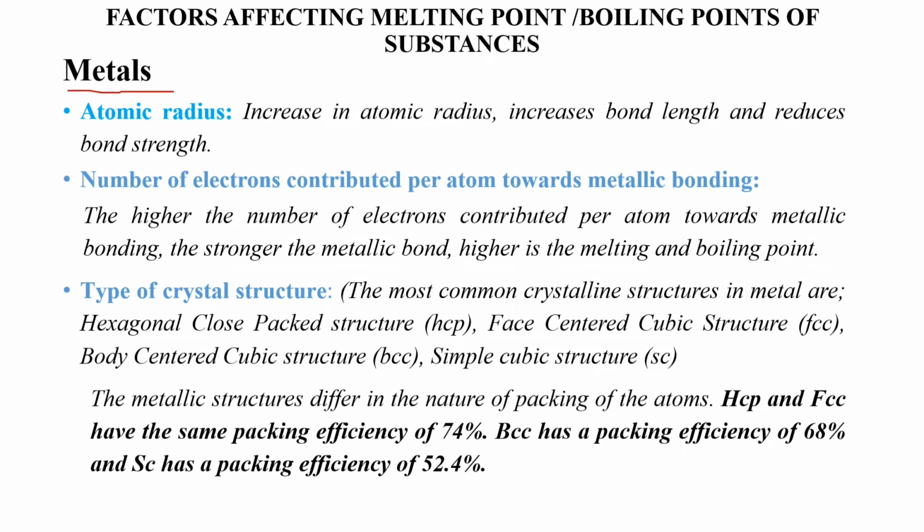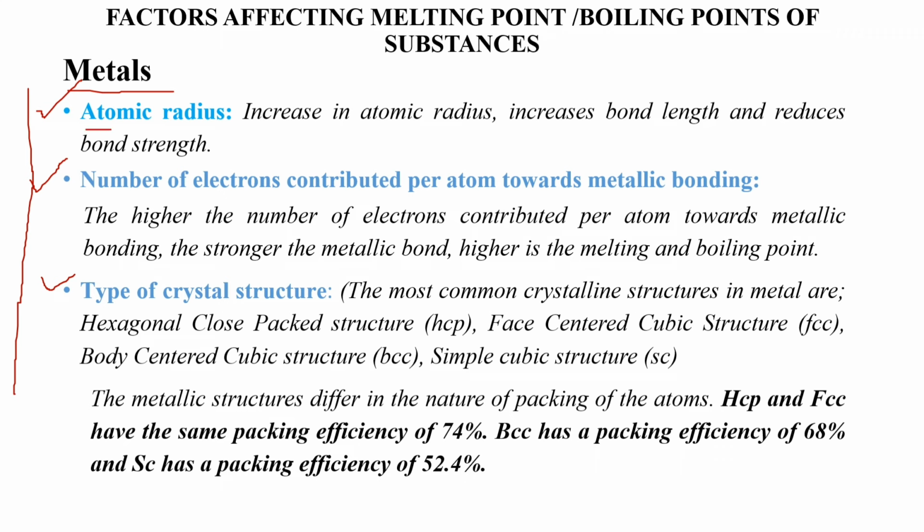Under metals, we have about 3 factors that affect the melting points, and all these factors affect the strength of the metallic bond. That's why we emphasize that they are indirectly affecting the melting point of the substance. Any factor that affects the strength of a metallic bond affects the melting point or the boiling point of that substance.